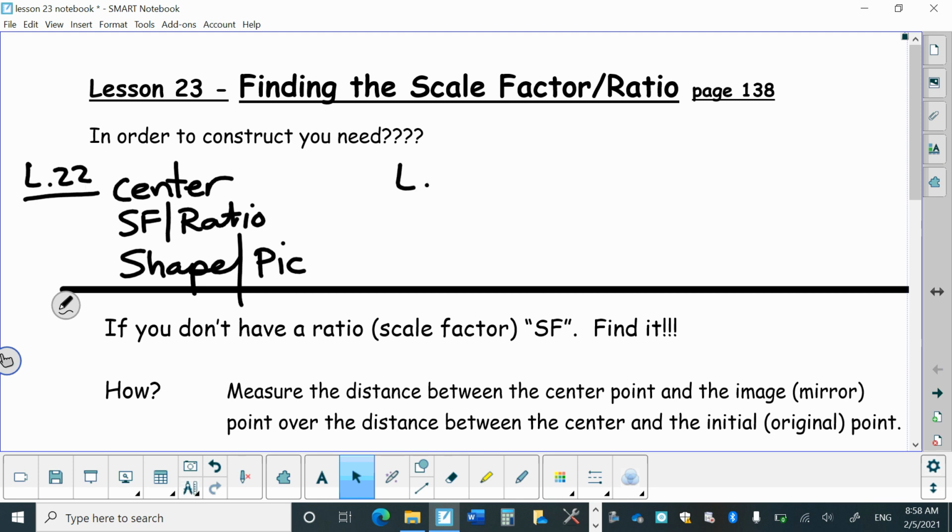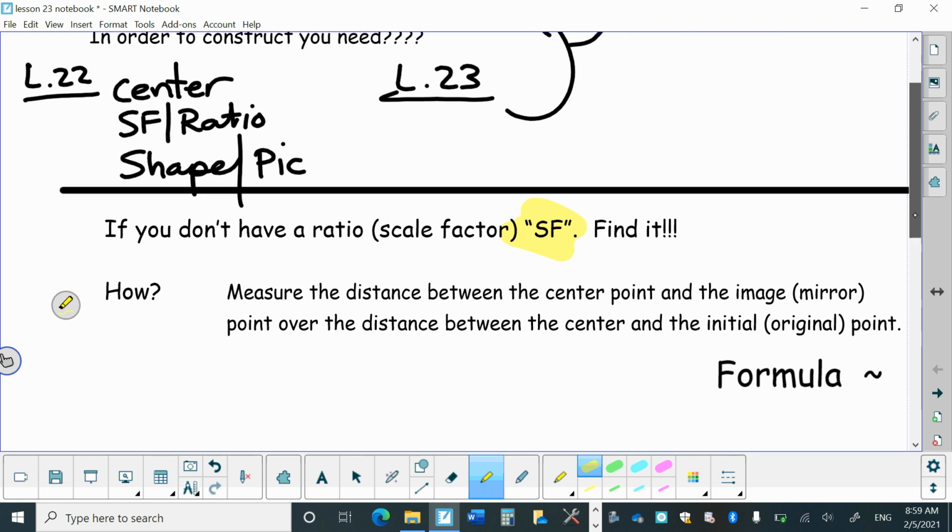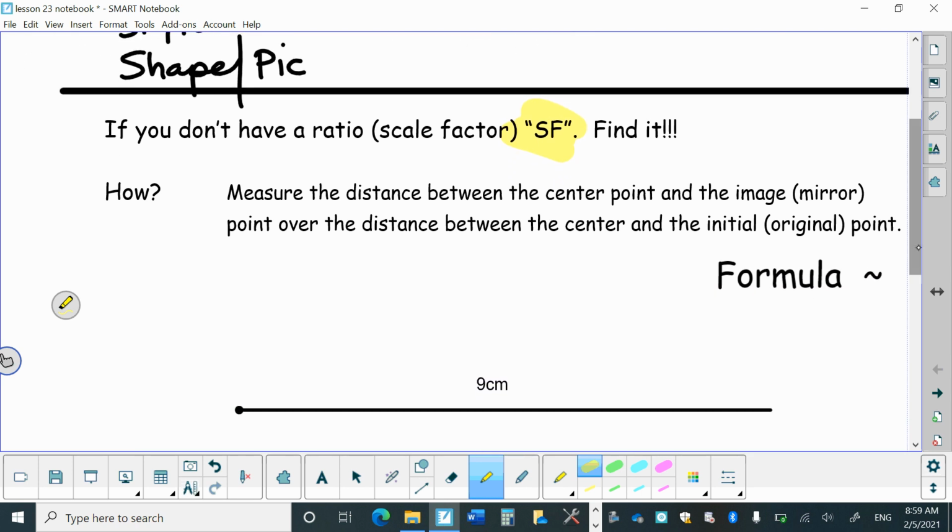Lesson 23 is just focusing on scale factor, or another word for it is ratio. That's just your magic number, and how to find that magic number if they don't give it to you. I do write it down for short. I'm sure nobody will argue about writing something in a short form. So scale factor, same thing as ratio. It's a very simple formula.